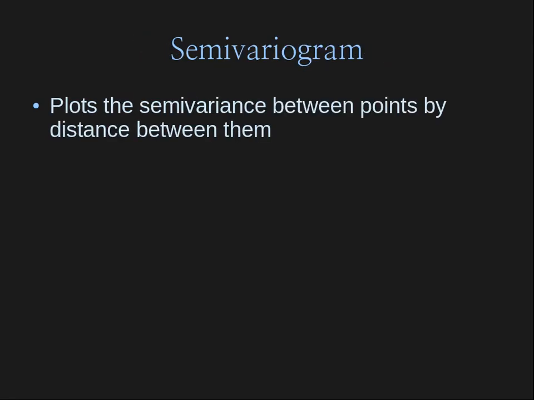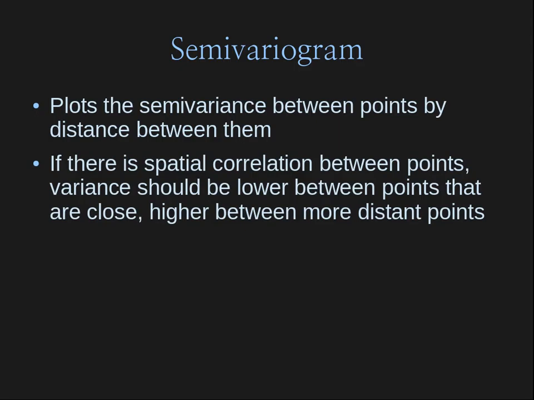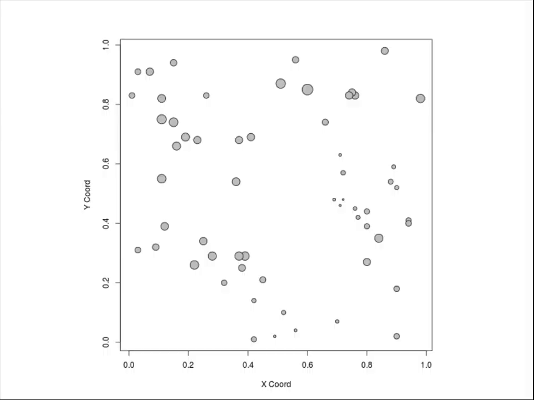The next thing that we do is make the Semi Variogram and extract those 3 values from it. A Semi Variogram is just a plot of the semi-variance between points by the distance between them, the semi-variance being 1/2 of the variance.